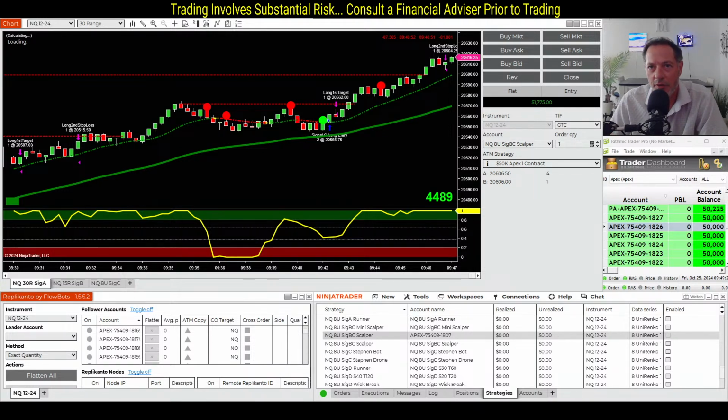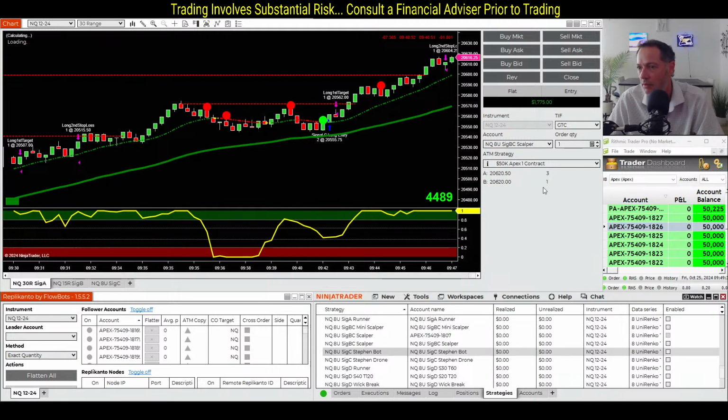I have the Mack truck running on my live account up there. I'm going to load the scalper on my live account too up here, as this one's coming to life. Scalper.